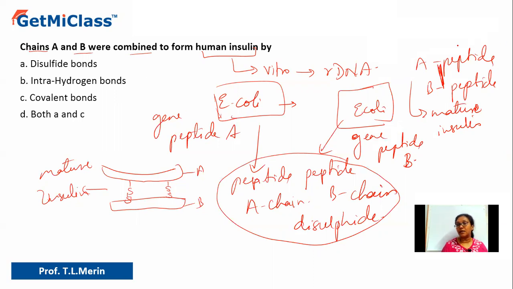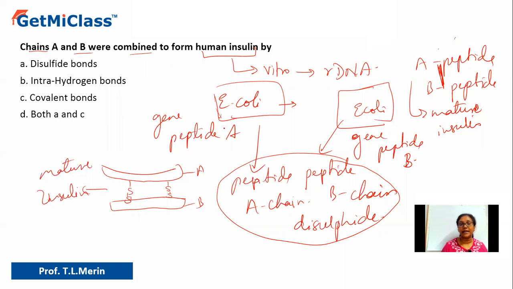But in natural condition, when it forms within the body, there will be another peptide, called the C peptide. That will be your pro-insulin, not the mature insulin. That C peptide will be removed by various processes, and then the other two peptides, the A peptide and B peptide, will combine together and give rise to your mature insulin. So that happens naturally. But when it is done in the lab, this is how they do it.